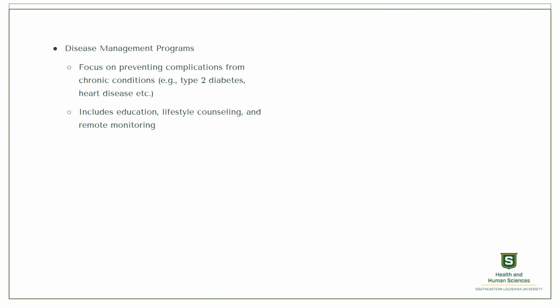So another strategy is a disease management program, which works hand in hand with the case management and care coordination. This focuses on preventing complications that come with chronic conditions, like type 2 diabetes. Part of it includes education, including self-management, lifestyle counseling, and also remote monitoring, just to make sure, for example with type 2 diabetes, that their blood glucose reading stays stable, and they're able to remain stable, and they're adhering to the drugs that they're being required to take.